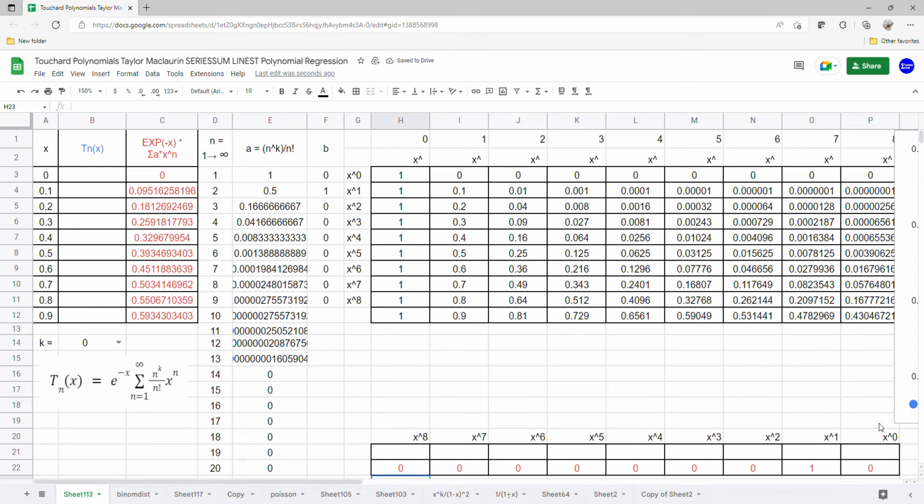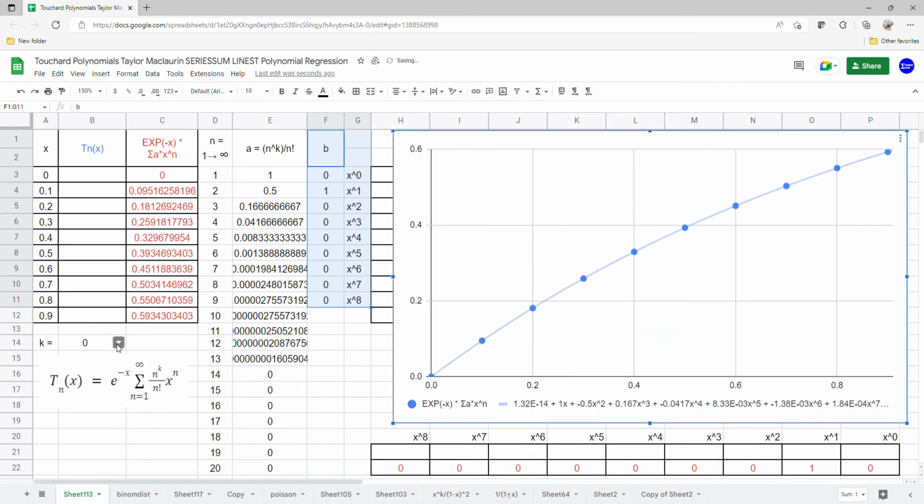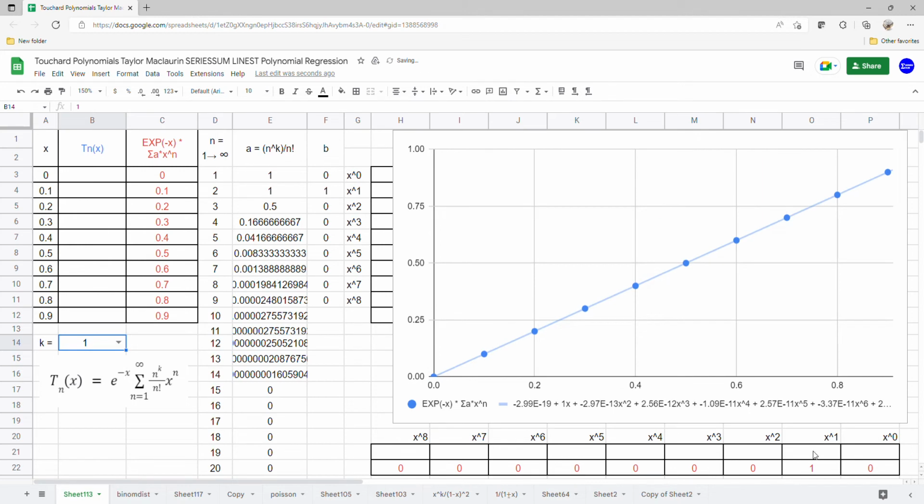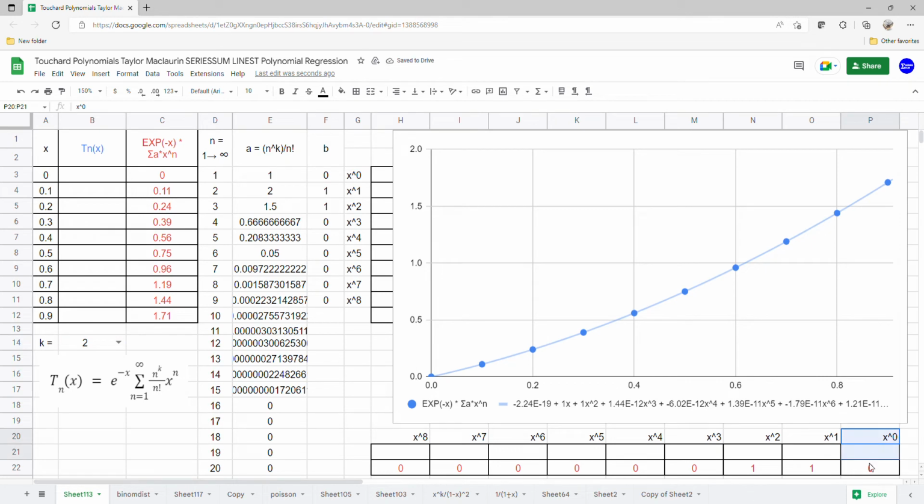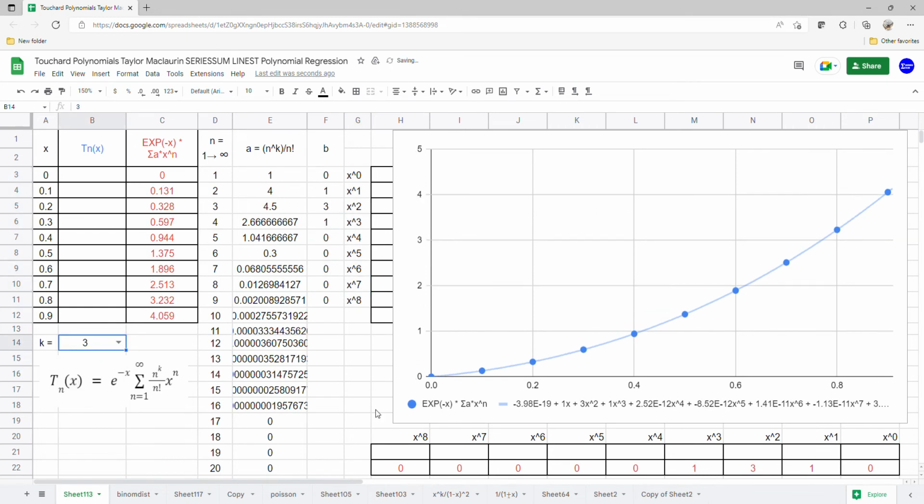And you will notice these values here are copied to the value of b. So we increase the value of k to 1. These values are copied to b. Increase this to 2. These values are copied to b. Increase this to 3. These values are copied to b.